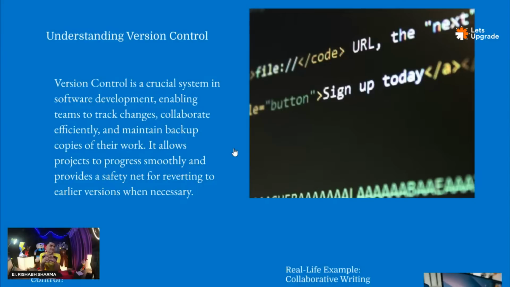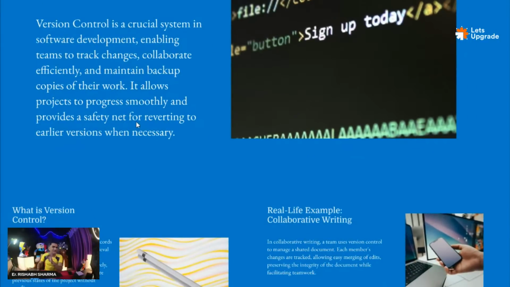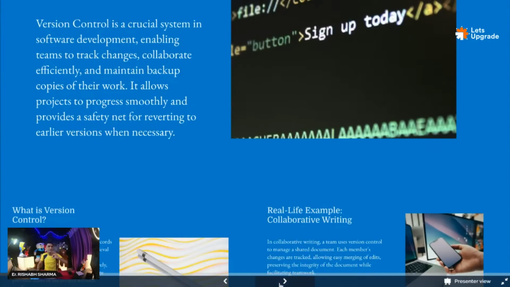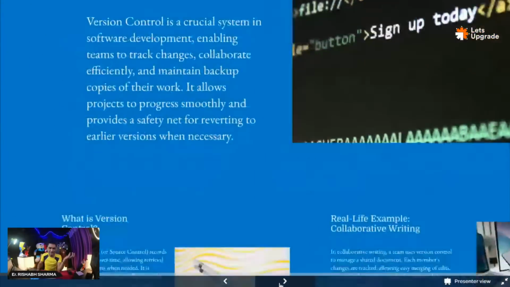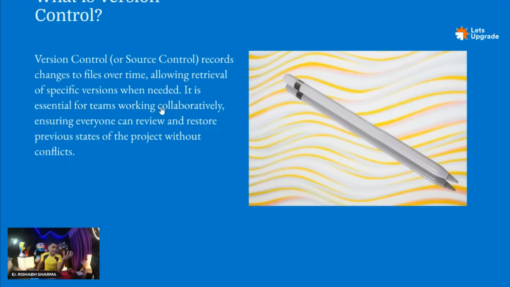Okay, so understanding version control, as we have already discussed, version control is a crucial system in software development, enabling teams to track changes, collaborate efficiently, and maintain backup copies of their work. It allows the product to progress smoothly and provides a safety net for retrieving the earlier version of code, right? That is exactly what I explained right now about what version control is. Understood? Now, what else can it do?